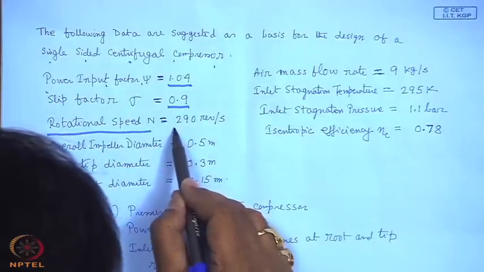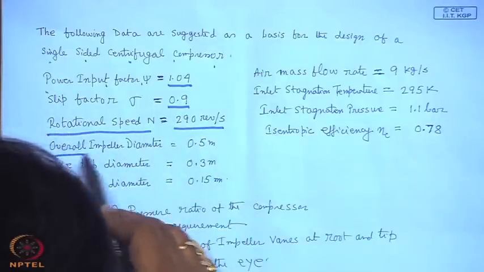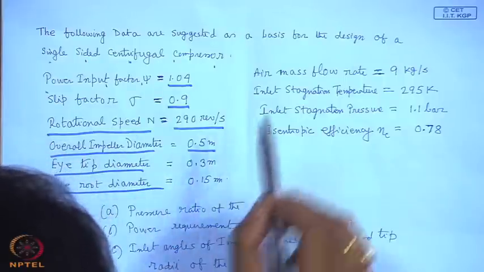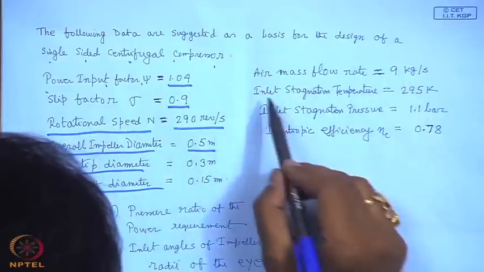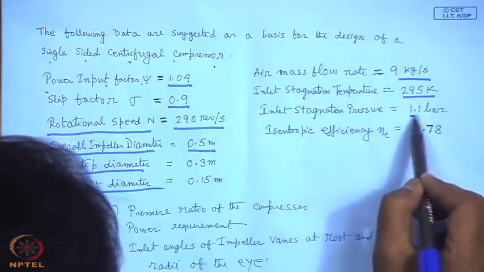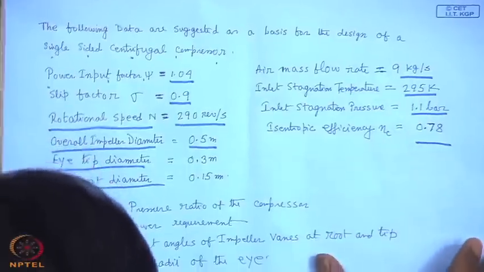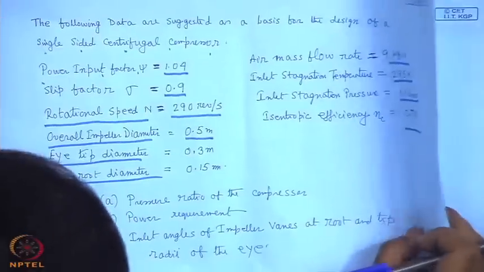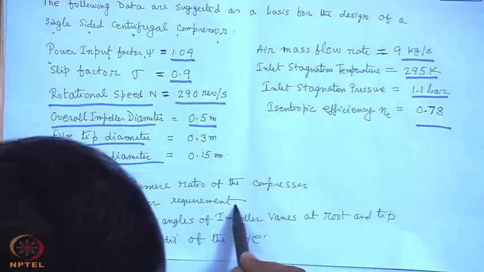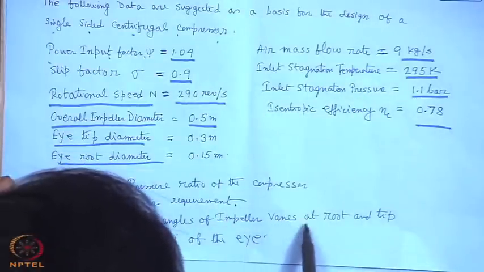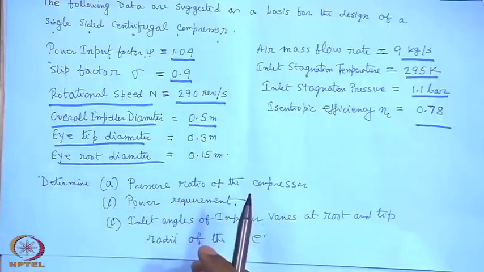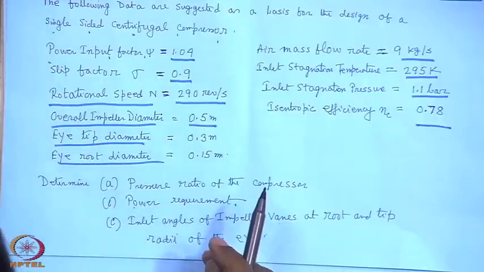Rotational speed is 290 revolutions per second, overall impeller diameter 0.5 meter, eye tip and root diameter. Air mass flow rate is given, inlet stagnation temperature is given, inlet stagnation pressure, isentropic efficiency. Now, what has to be found out? Determine pressure ratio of the compressor, power requirement, inlet angles of impeller vanes at root and tip radii of the eye. Now, let us find out the most simple thing, the pressure ratio.